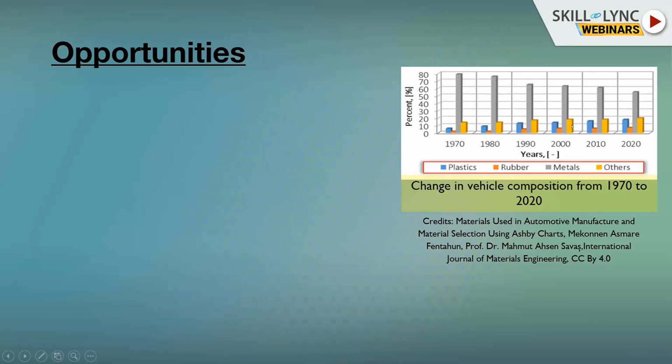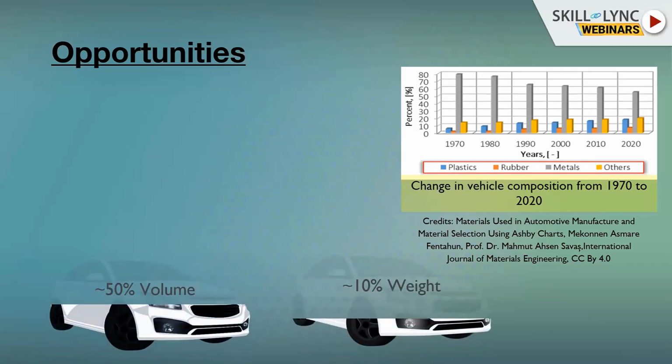From 1970 to 2020, you can see how much metal usage is reduced. It is around less than 60%, and plastic is around 20%. So as we mentioned earlier, plastic uses 50% of modern cars volume but weighs only 10% of the car's weight.